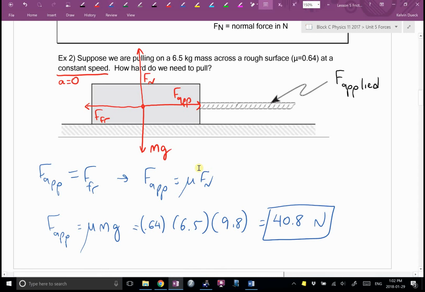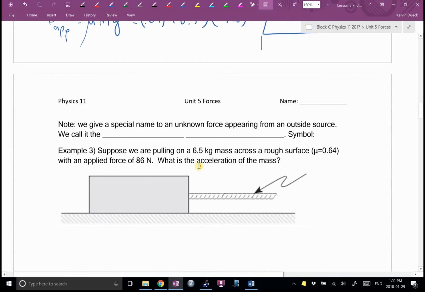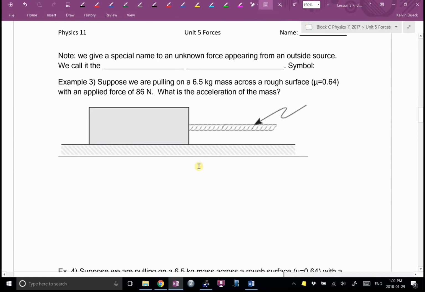Turn the page! Or is it next page over? Let's turn the page. We give a special name to an unknown force appearing from an outside source. We call it the, what did I call that unknown force coming from off the page? Yeah, we call it the applied force. You can imagine it's a little invisible angel pulling from off the screen, or leprechauns, or something. That's my way of saying I don't care what's pulling, something's pulling or pushing. So we call it the applied force, and the symbol F app, F with a subscripted APP.